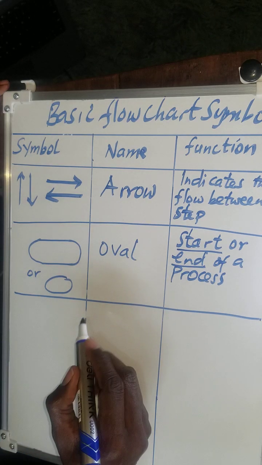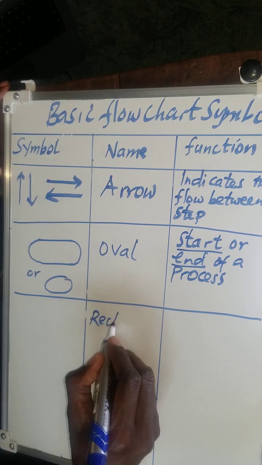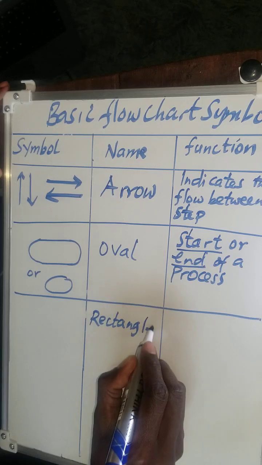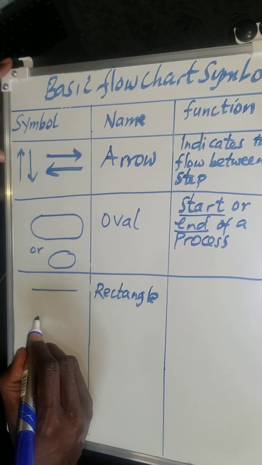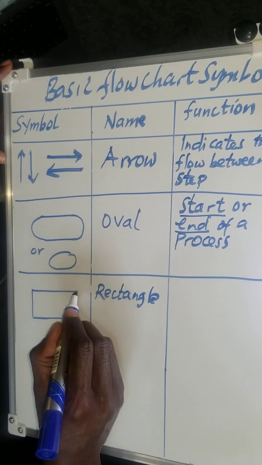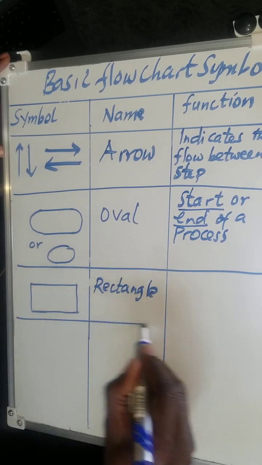Another shape that is common is a rectangle. So you can also find a rectangle. So what does a rectangle in this case indicate when you find a rectangle?